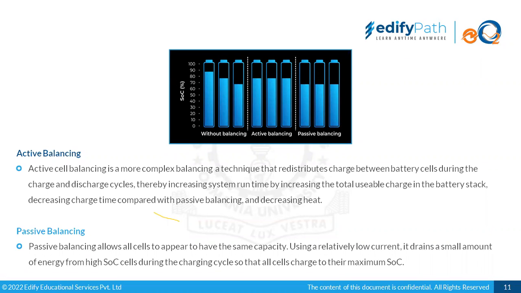We can use the battery, and it would be better when we are charging it, since we are utilizing the extra charge. So the charging would be more efficient. It would take a bit less time. Now, what happens in passive balancing?